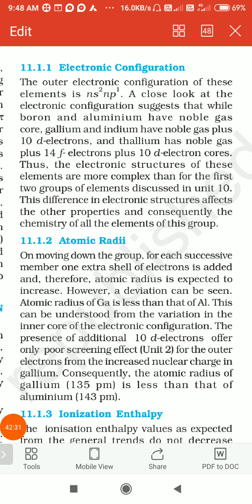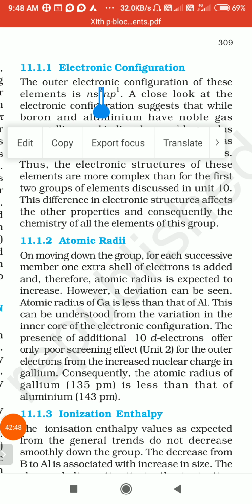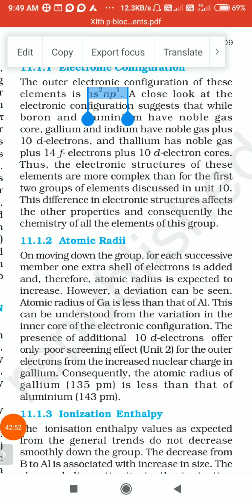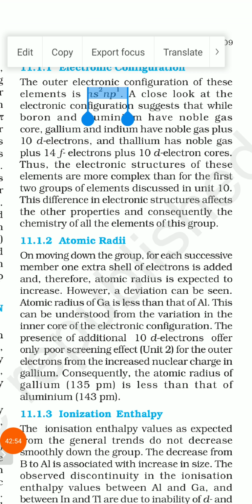Next, what about atomic radius? How does atomic radius change in groups and periods? You simply have to keep the electronic configuration in mind. The common electronic configuration of 13th group elements is ns2np1. Gallium, indium and thallium have completely filled d and f electrons there. Right, that is the electronic configuration, keep it in mind.